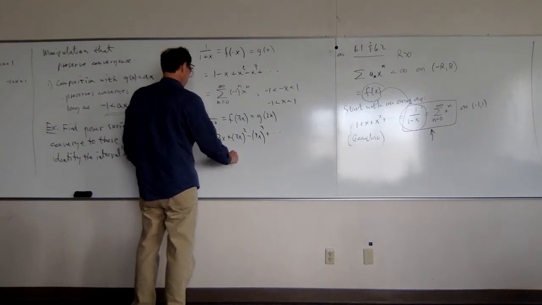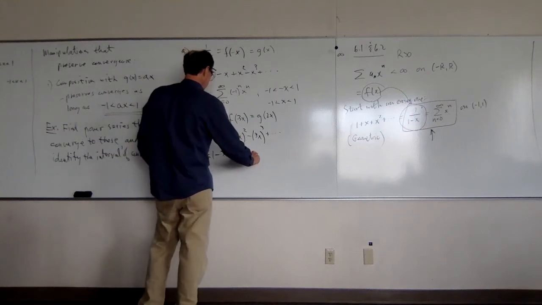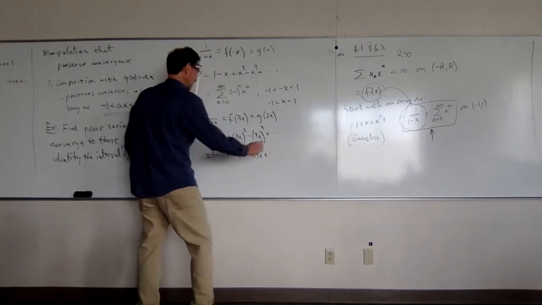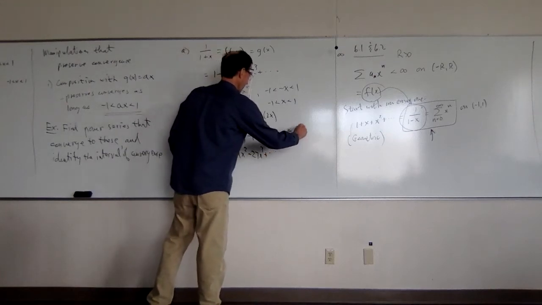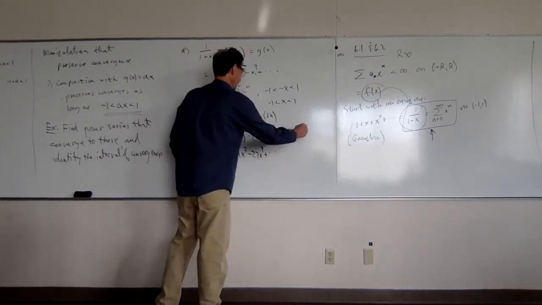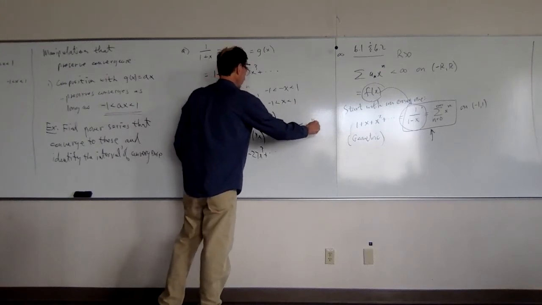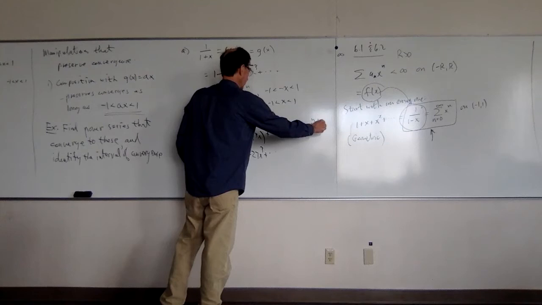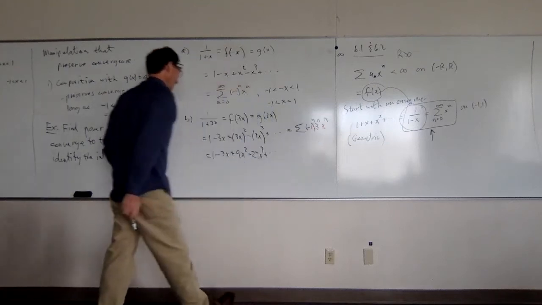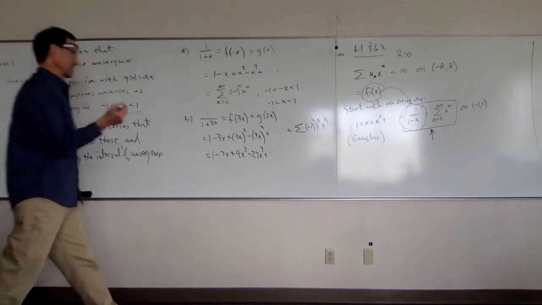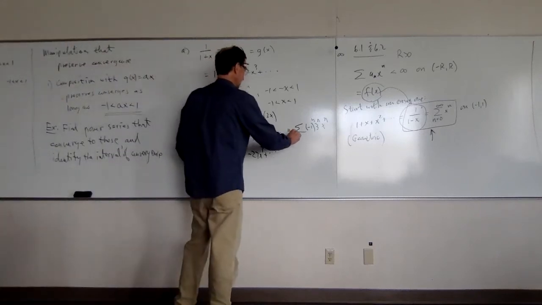I guess we can multiply it out. We can write it in sigma form. It alternates. Start positive, then we get -3 to the n, x to the n, I believe, starting at 0 and going to infinity.